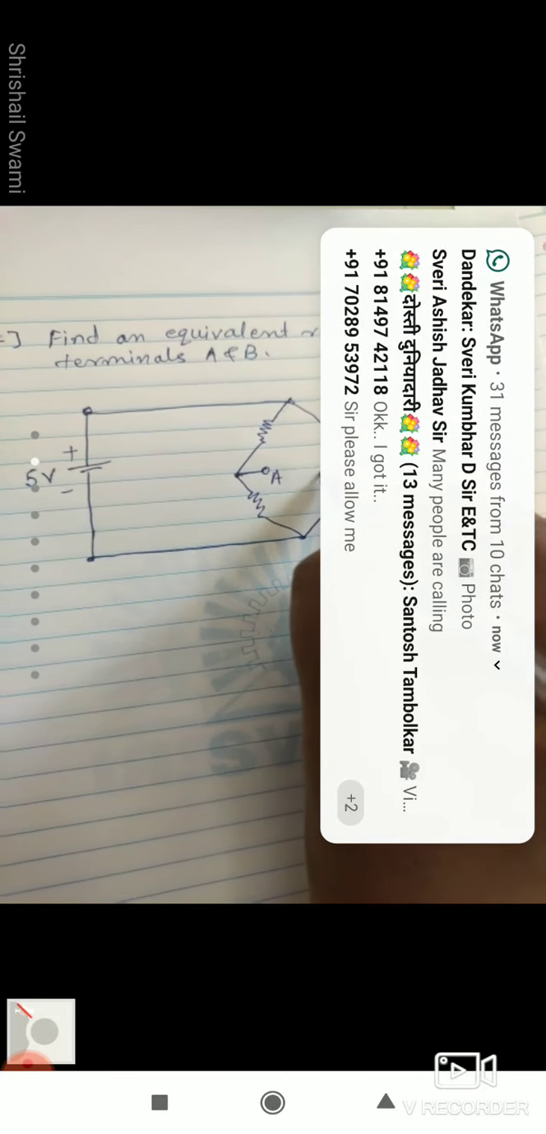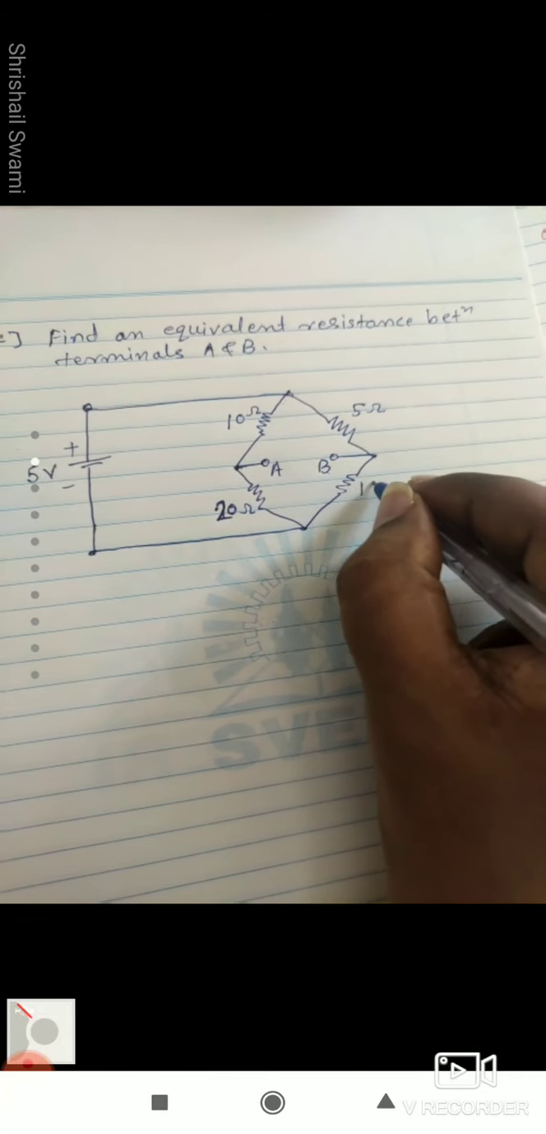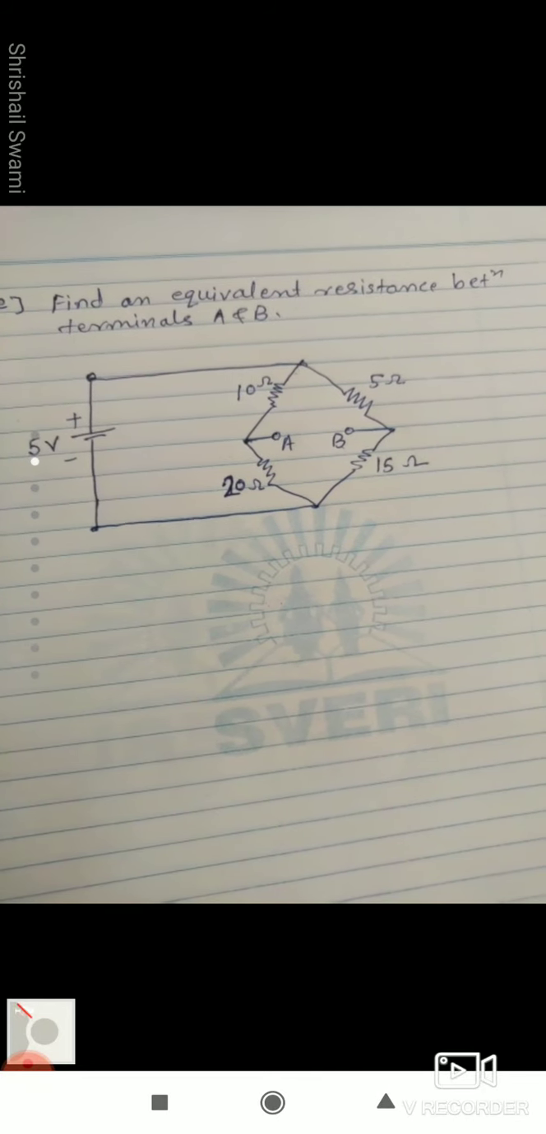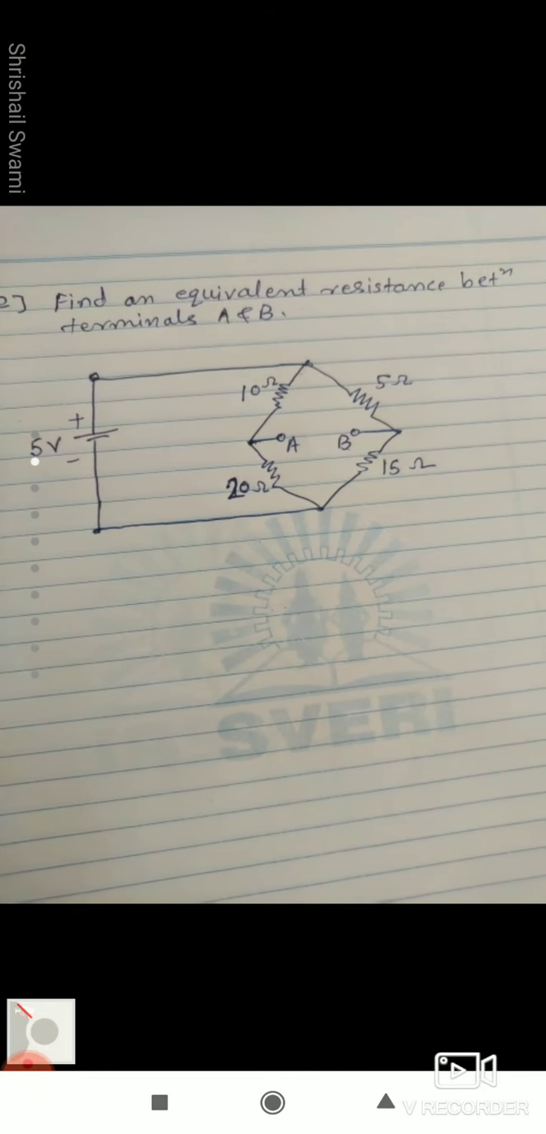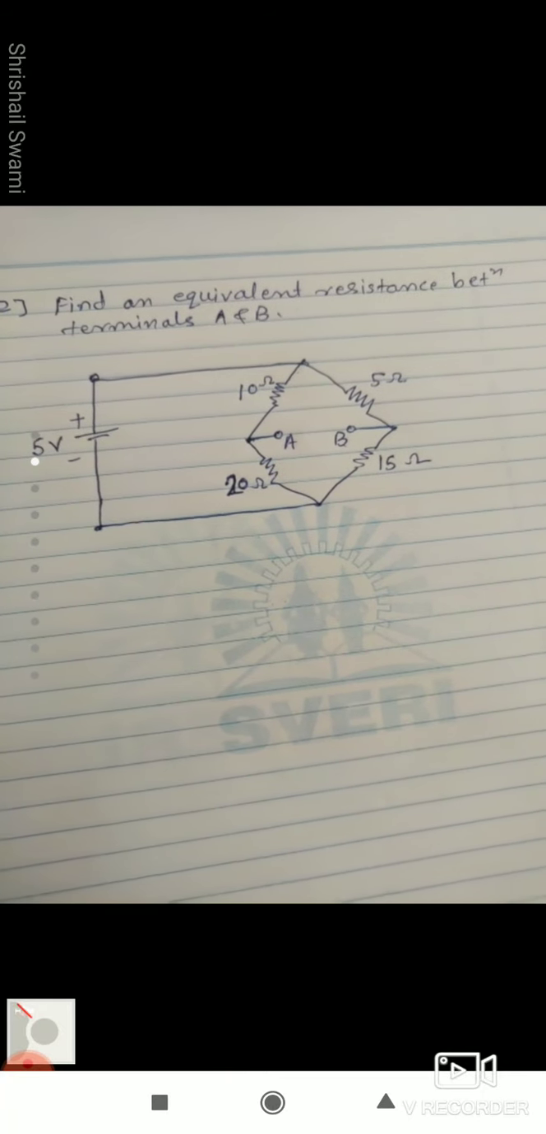So this will be the A and this will be the B. Here, if you are observing, this will be the 10 ohm, this will be the 5 ohm, or we can say this will be the 20 ohm, and this will be the 15 ohm. 10, 5, 20, 15. So this will be the question. How to find the answer of such a question? How to find out an equivalent resistance between two points A and B, which is given here.